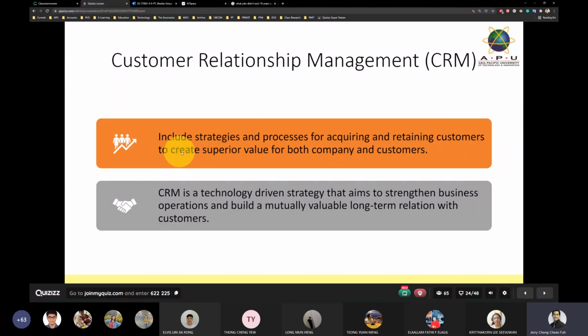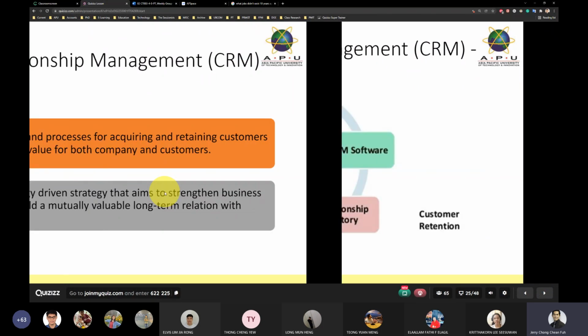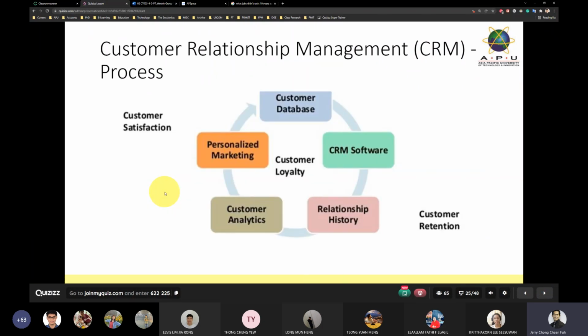And therefore, when you do that, you are able to create superior value for both the company and the customers, right? So CRM is a very well-known technology that talks about how it can help you strategize. How can you acquire new customers? How can you retain your current customers? How do you build this long-term relationship between the company and the customers itself? So all this is actually quite important to look into. As part of the whole process, you must be able to look into all these different aspects here. First and foremost, you must have a proper customer database.